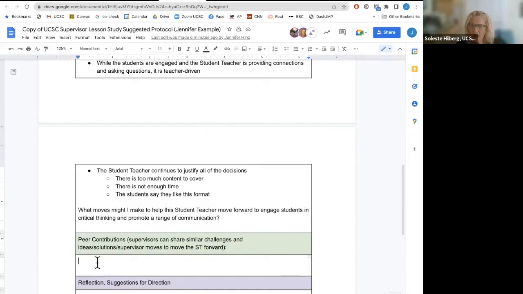So what I was thinking we could do is, if folks could raise their hand or feel free to add something to the chat, we'd really love to hear from you. If you have ideas, what we've put here in the green bar is what would be appropriate to share: any similar challenges you've had with your student teachers, or any suggestions for Jennifer, things you have tried that have been successful when you want to move your students away from a very teacher-centered approach to their practice.